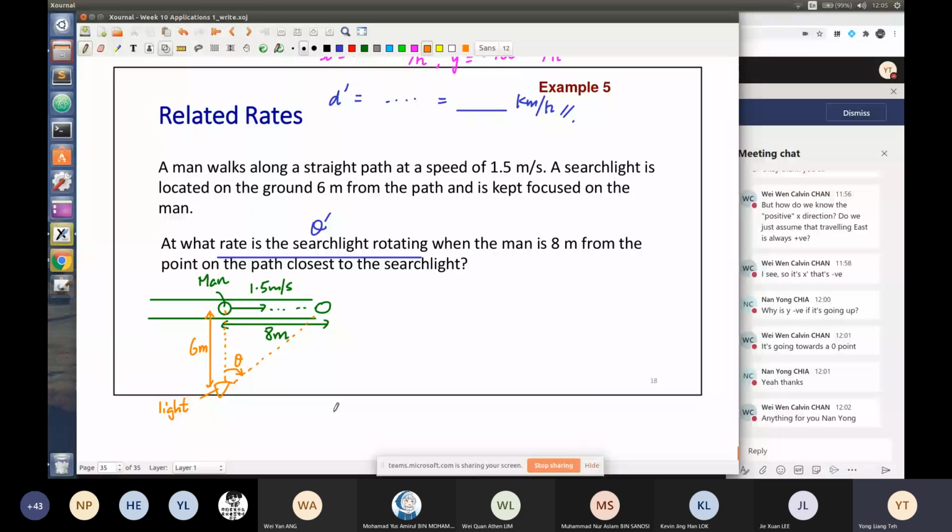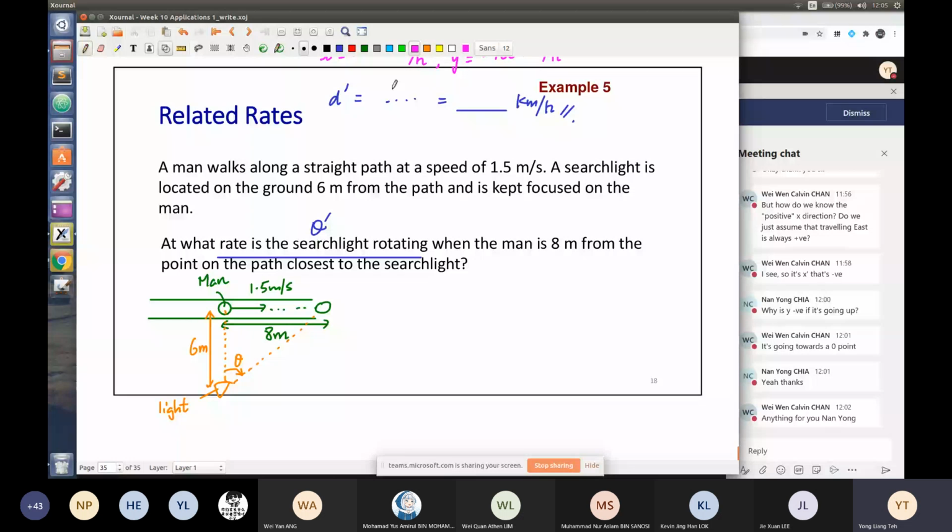So we want this theta prime. As you can see, this searchlight is going to turn clockwise when focused on the man. So once we see this triangle, it's actually just a right angle triangle. Then subsequently we can just use our basic trigonometry to form the relationships.